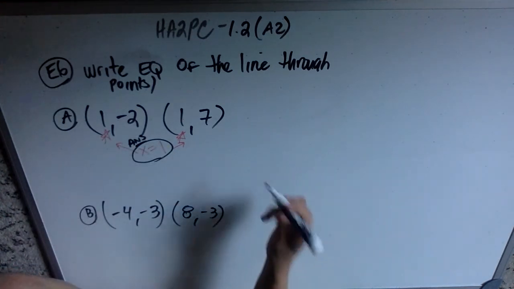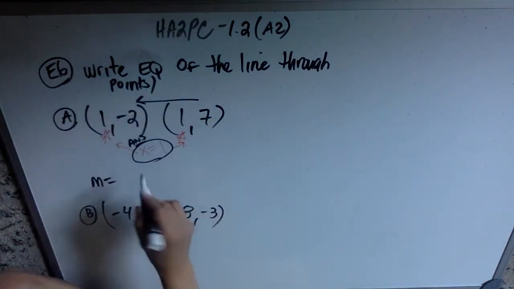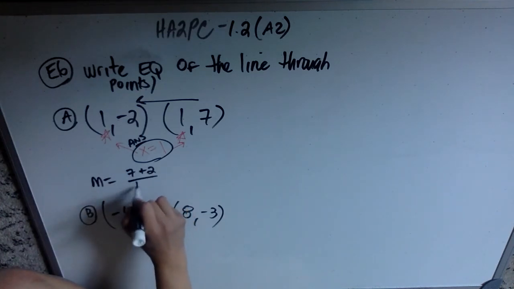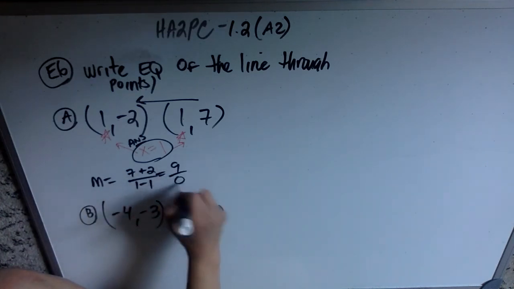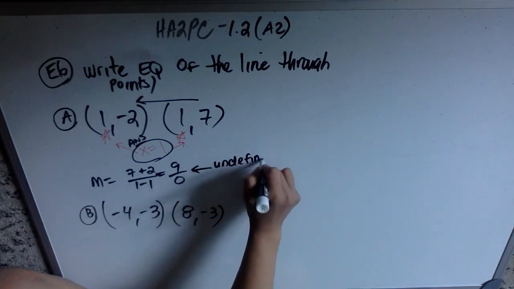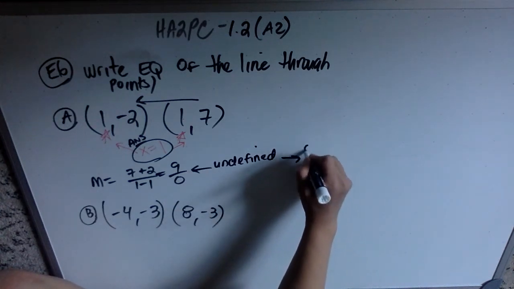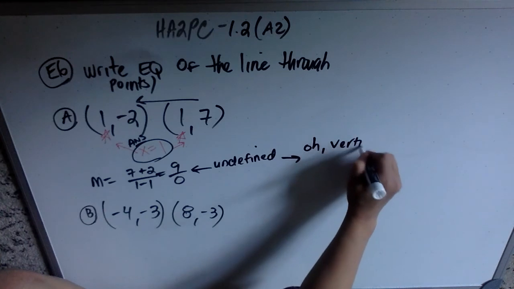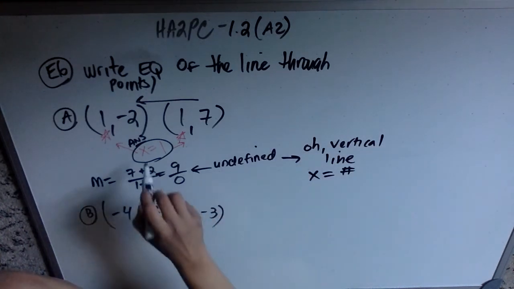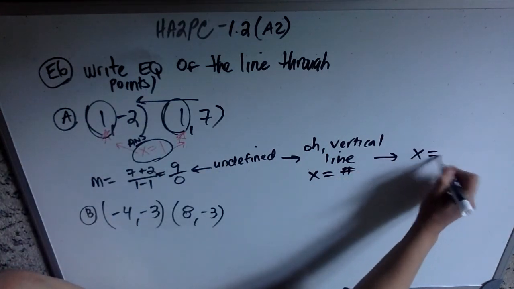If you don't spot that, you might have gone to the work to find the slope. Now, if you did that, you'd probably subtract this way because we like our y's positive for whatever reason. So 7 minus a negative 2 would be 7 plus 2 over 1 minus 1, and you'd get a 9 over 0. That's not ever the answer. That's called undefined. You can't write this in your equation. So you have to then make the mental leap to be like, oh, this is a vertical line, which means it's x equals some number. I then look over here and say, oh, what number is x all the time? Oh, x is a 1, okay?